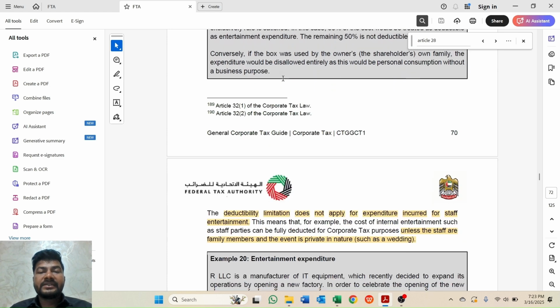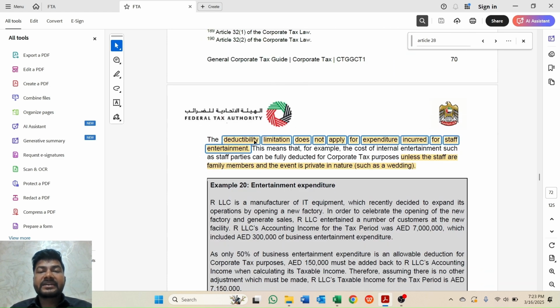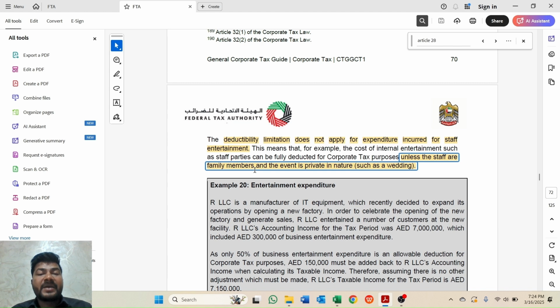And again, you can see here the deductibility limit does not apply to expenditure incurred for the staff entertainment. If this entertainment expenditure is incurred for the staff or the employees of the company, the limitation does not apply. It means the total expenditure is deductible, unless the staff are family members and the event is private in nature, such as a wedding.